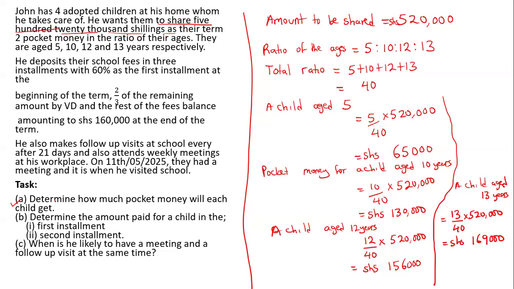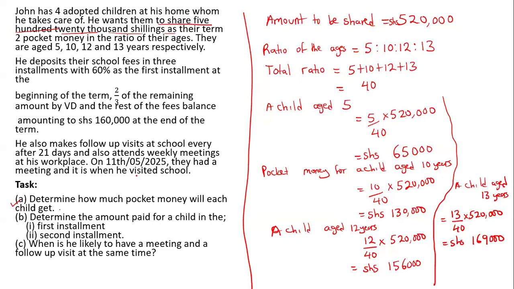Now, after finding the amount of pocket money each child is going to receive, you go back and respond to the task. So the task wanted us to find how much pocket money each will get. So that means that in your conclusion, you must be able to respond. So here you will say, each child will be getting pocket money in this kind of format. So you give what each child is going to receive, according to the age of the children.